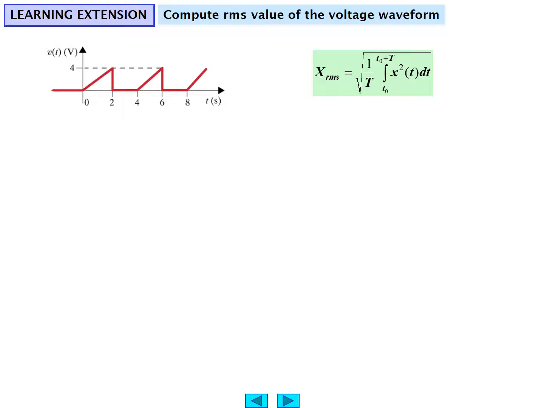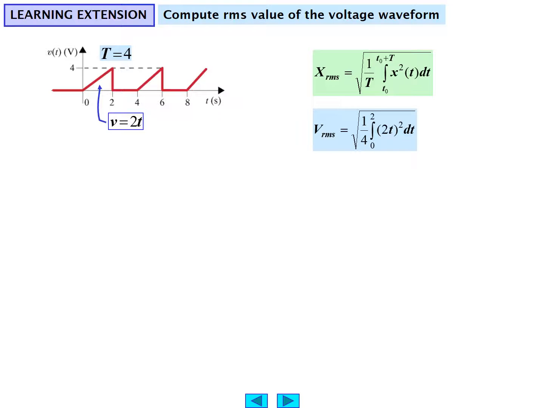We have a calculation for XRMS. We have a period of 4 seconds. We can write an analytical description for the waveform. It's v equals 2t, because in 2 seconds it rises to an amplitude of 4. And of course it's 0 otherwise. So in this case we don't have to integrate from 2 to 4. We can integrate from 0 to 2 of the analytical expression 2t quantity squared.